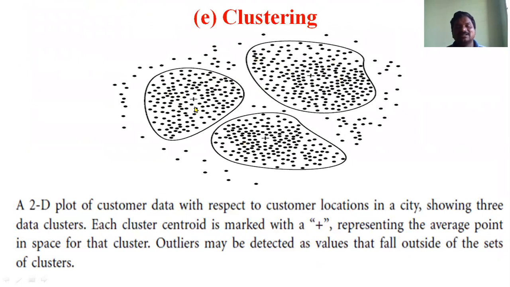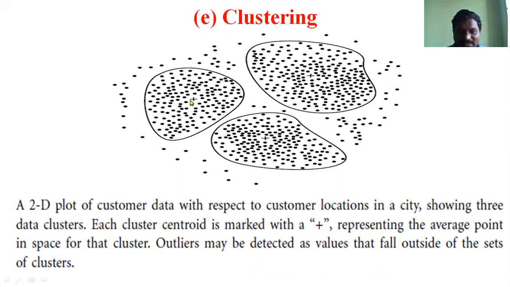How can you calculate the similarity of data here? Based on distance, the distance between these different objects. Here there are other elements. These elements are called outlier data. Some objects which are not similar to a cluster are called outlier data. Here this plus represents the average point in the space for the cluster.